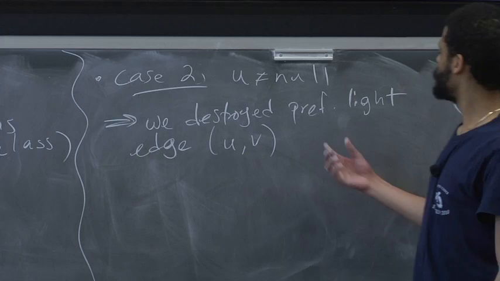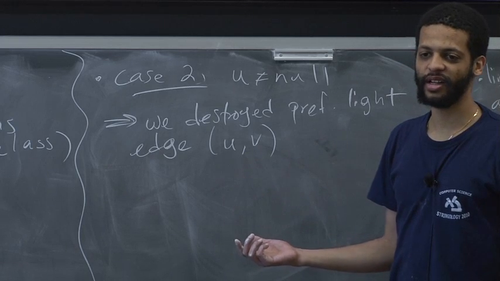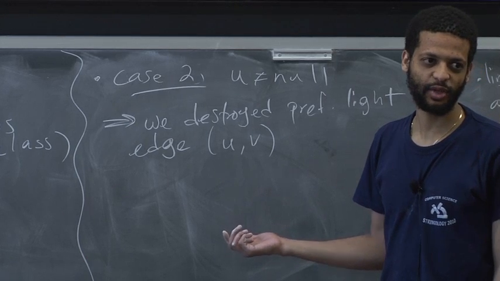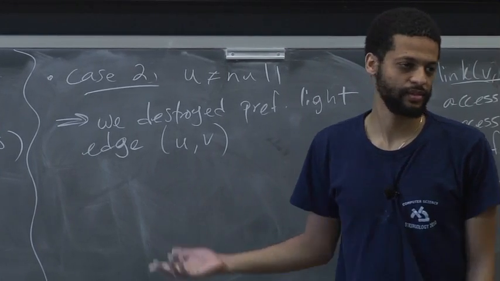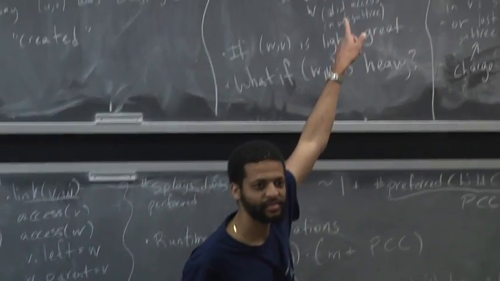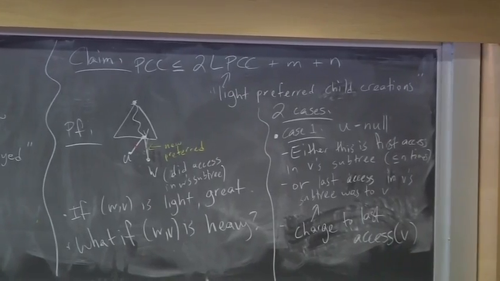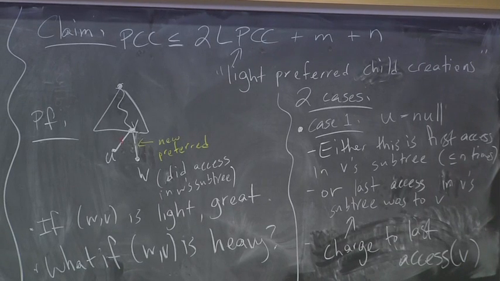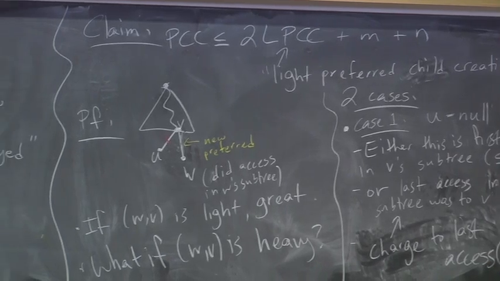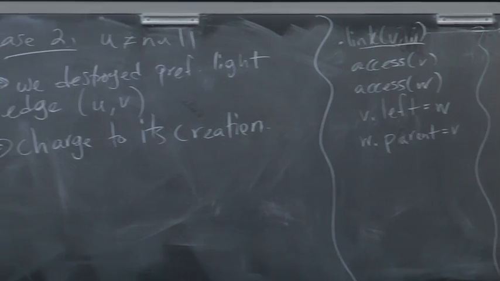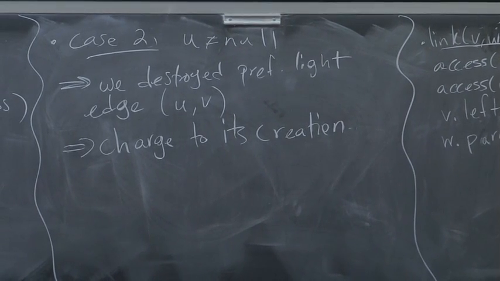But how many times can you destroy a preferred light edge? Well, it had to have been created at some point for you to destroy it. So you can charge it to the time when it was created. So that's why I have a factor of 2 here. Okay, so that's that. So now that we have that in hand, let's look at the cost of cut, link, and access.